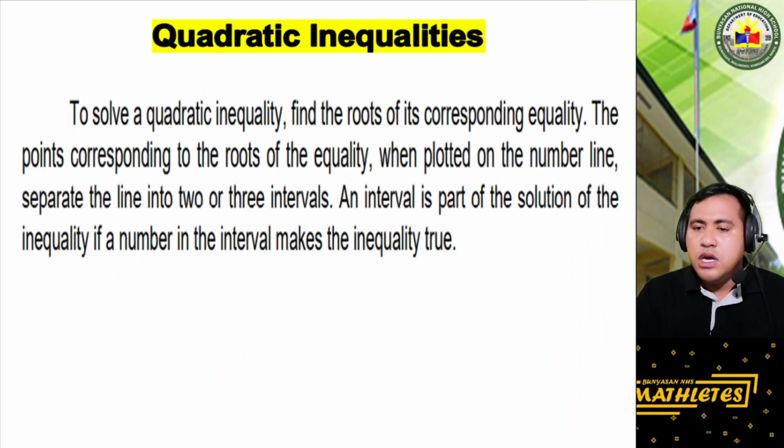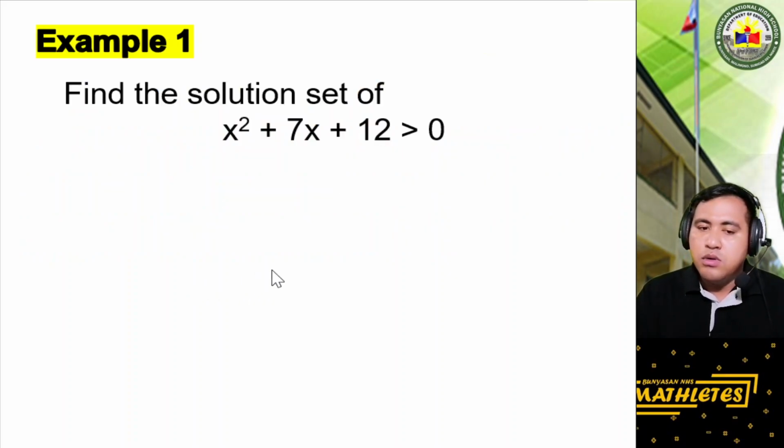Now, in order to solve a quadratic inequality, you have to first find the roots of its corresponding equality. The points corresponding to the roots of the equality, when plotted on the number line, separate the line into 2 or 3 intervals. An interval is part of the solution of the inequality if a number in the interval makes the inequality true. Now, we have an example.